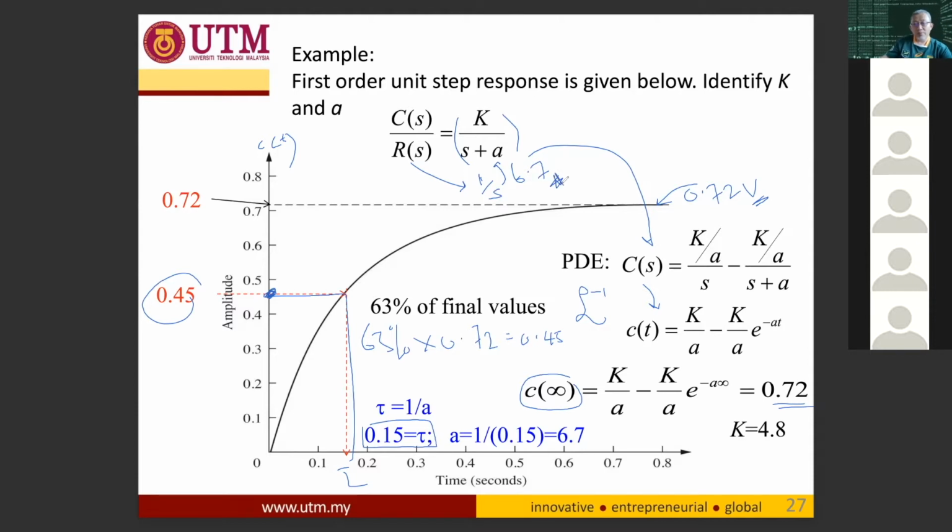So it is like reverse modeling. You have the output, and you identify the parameters value from the output. Okay, 6.7.